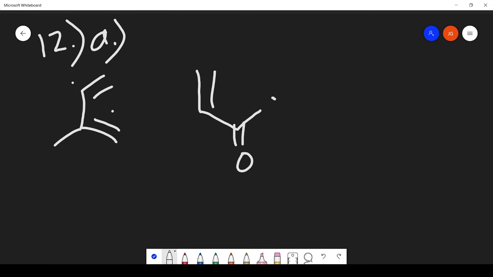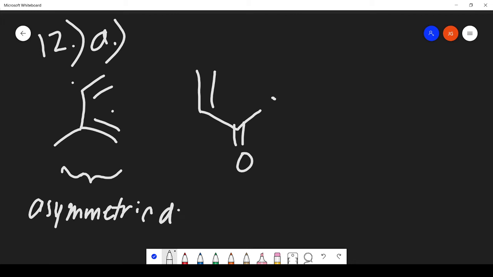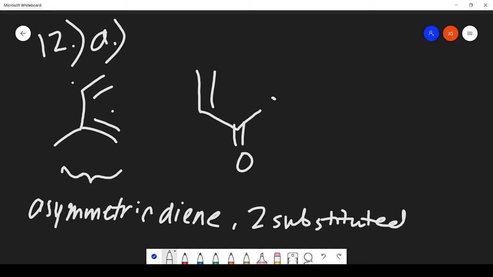Now, this is what we call an asymmetric diene. Asymmetric. Did I spell that correctly? I did. And we call it a 2-substituted diene. The reason for that is if we start labeling the diene's carbons over here, 1, 2, at 2 we get this methyl substituent.